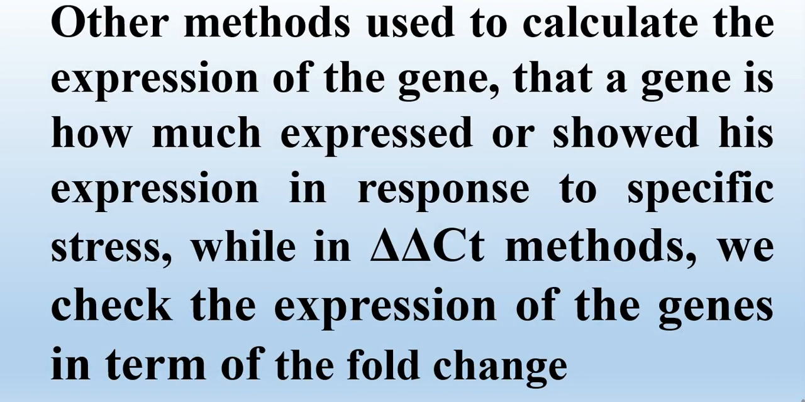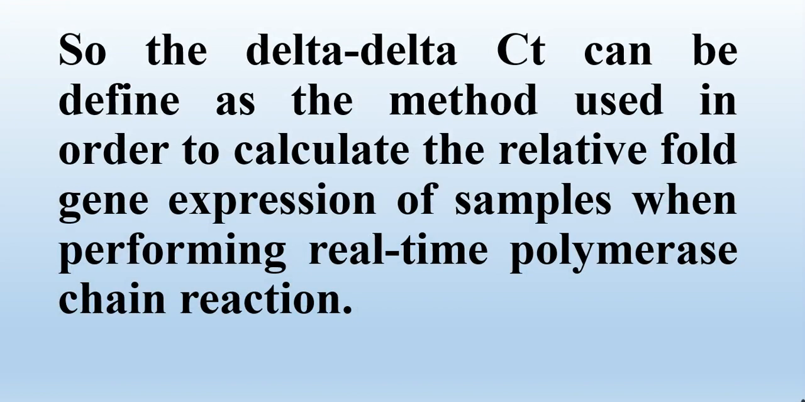First, you need to know the difference between the other methods and the delta delta CT method. Other methods calculate how much a gene is expressed in response to a specific condition or stress. While through the delta delta CT method, we check the expression of genes in terms of fold change, that is, how much fold change a gene's expression shows in response to a specific stress. So the delta delta CT method can be defined as the method used to calculate the relative fold gene expression of a sample when performing real-time polymerase chain reaction.